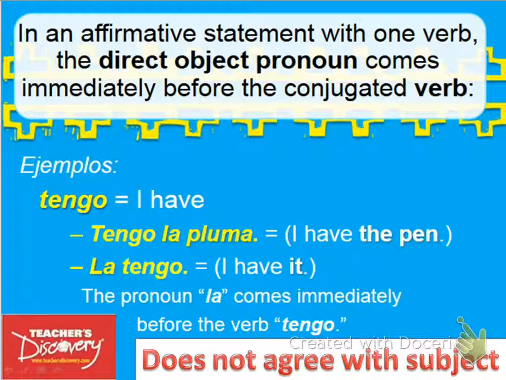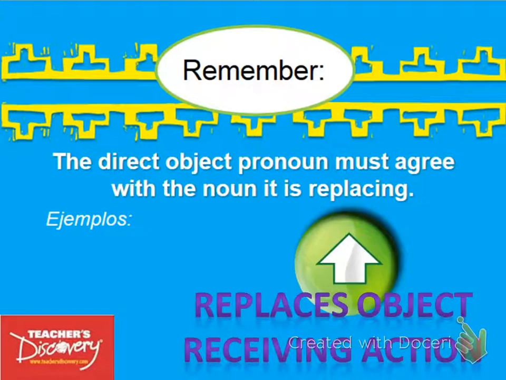Okay, so direct object pronouns, we're no longer looking at the subject, we're looking at the object receiving the action. Okay? It has to agree with the noun that it's replacing.